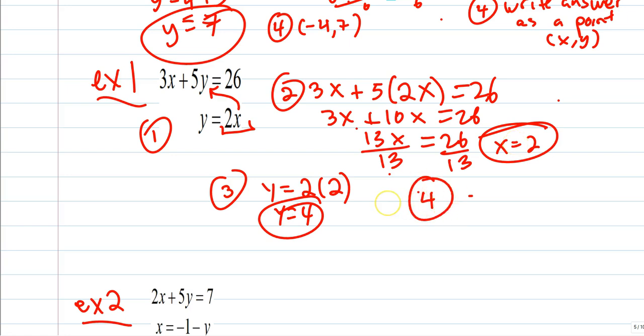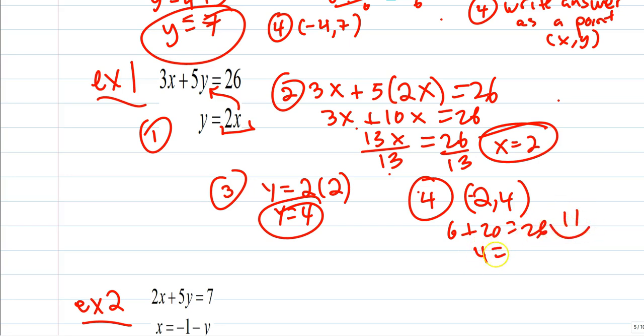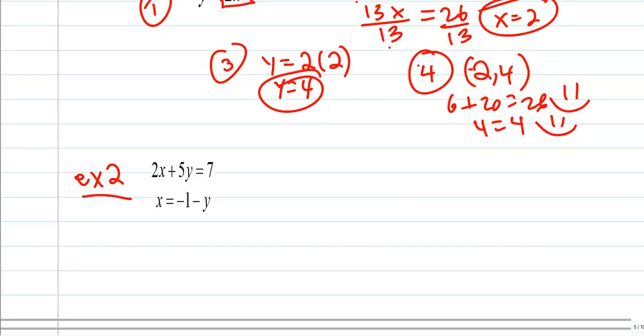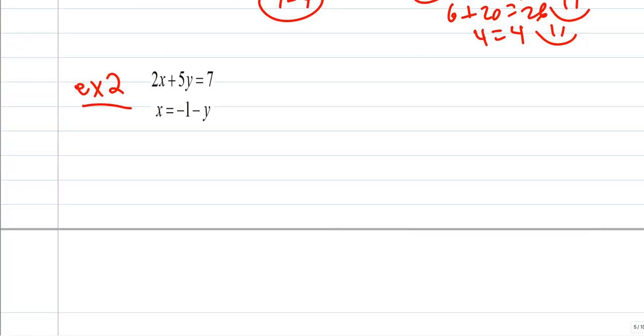Step 4, let's check that. Our answer should be 2, 4. Don't forget that you can check it. If I just plug it into the beginning, I get 6 plus 20 is 26. And on the other one, I get 4 is equal to 2 times 2 is 4. Okay. Almost done on this one.